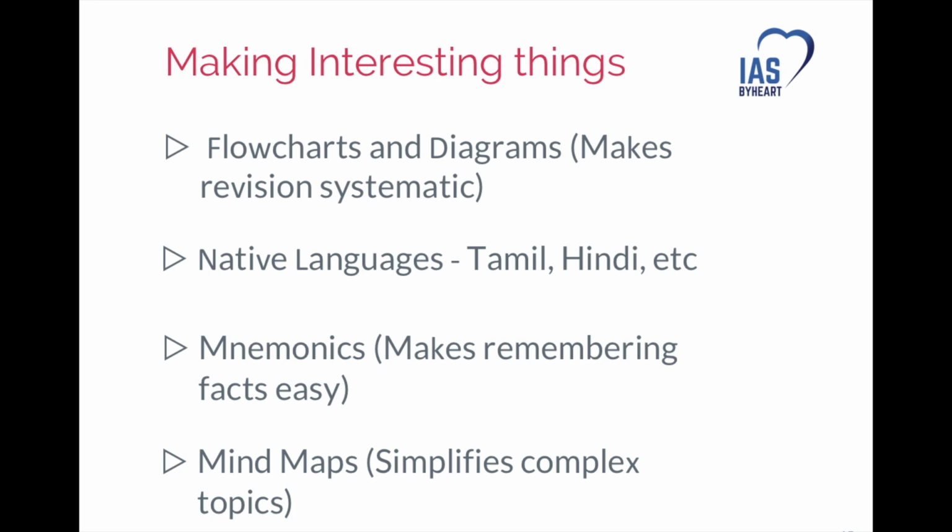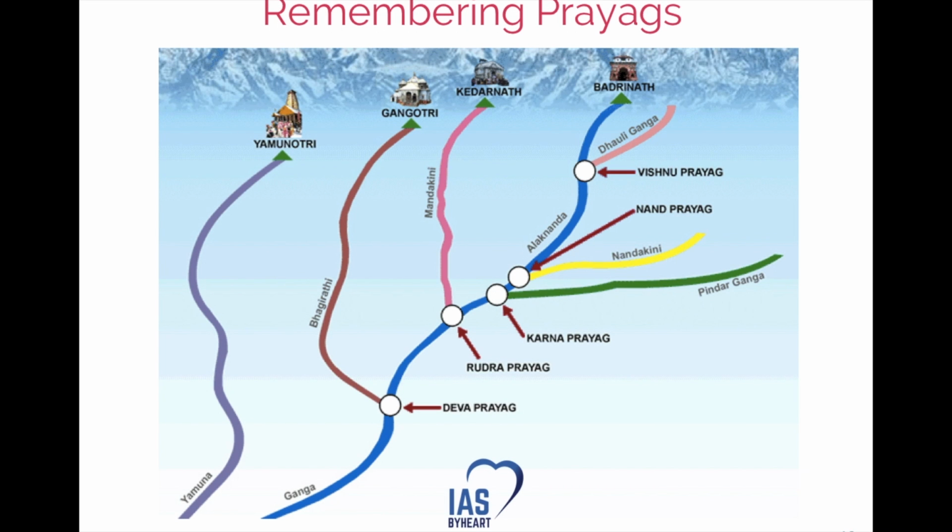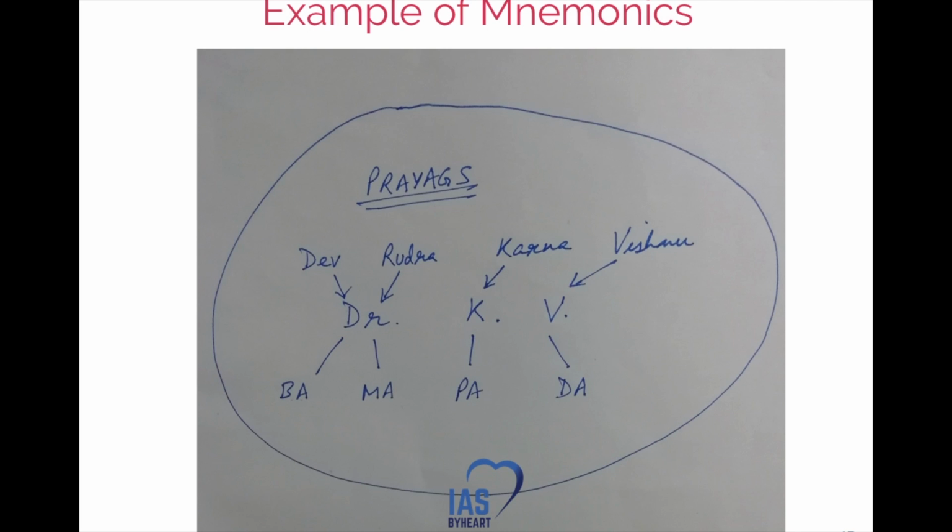Now I will give an example of how I used a mnemonic to remember the Panch Prayags. So you know that Prayags are confluences of different rivers at different points. These Panch Prayags are always difficult for an aspirant to remember. So this can be remembered using the mnemonic Dr. KV. D stands for Dev Prayag, R for Rudra Prayag, K for Karna Prayag, and V for Vishnu Prayag.